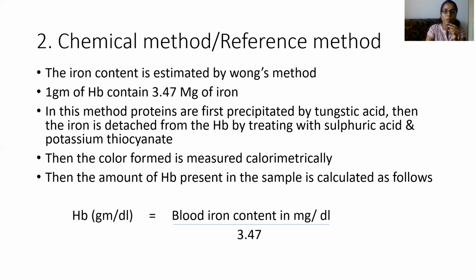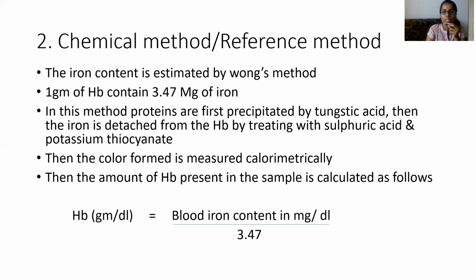So the second method is the chemical method or reference method. Here the hemoglobin concentration of the sample is indirectly measured by using a calculation. For that, the iron content of hemoglobin is measured and the technique is called Wong's method. As we all know, one molecule of hemoglobin contains 4 atoms of iron. Okay. So 1 gram of hemoglobin contains 3.47 milligrams of iron.